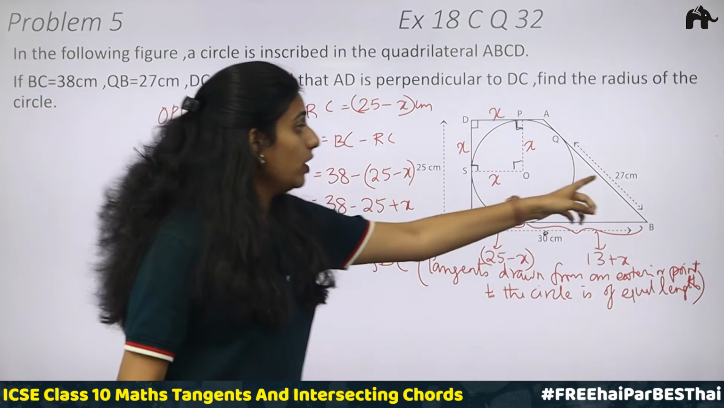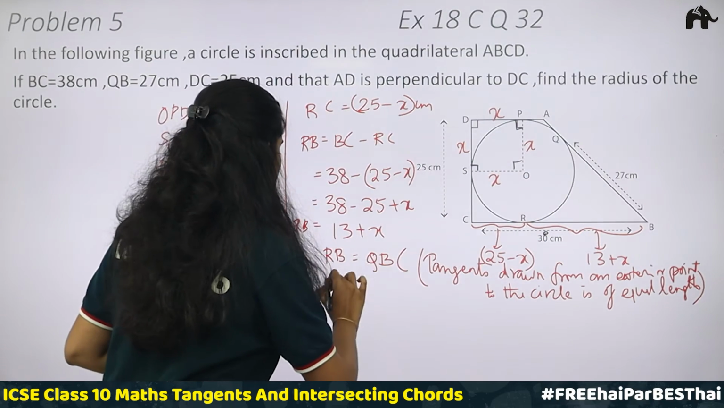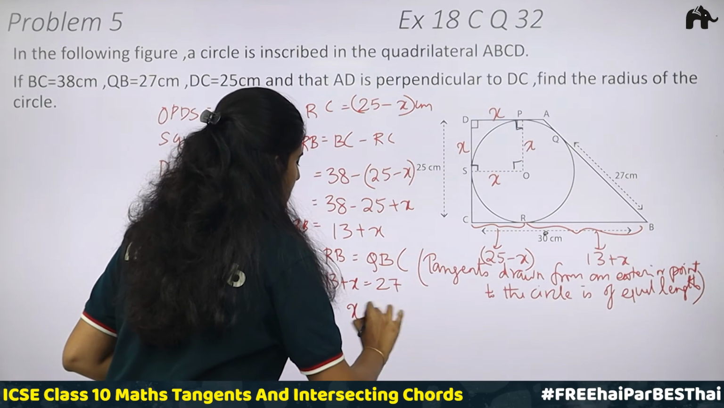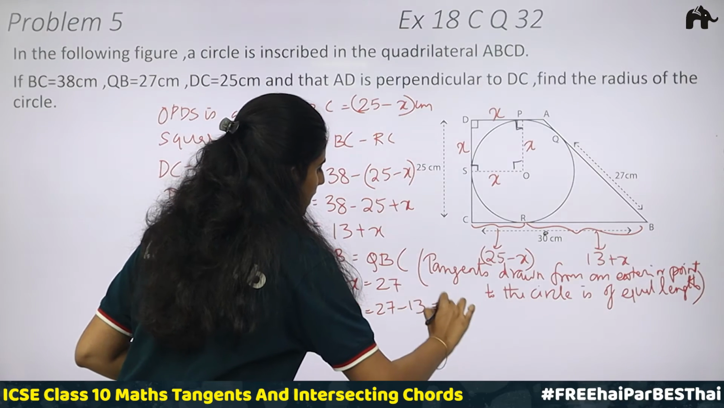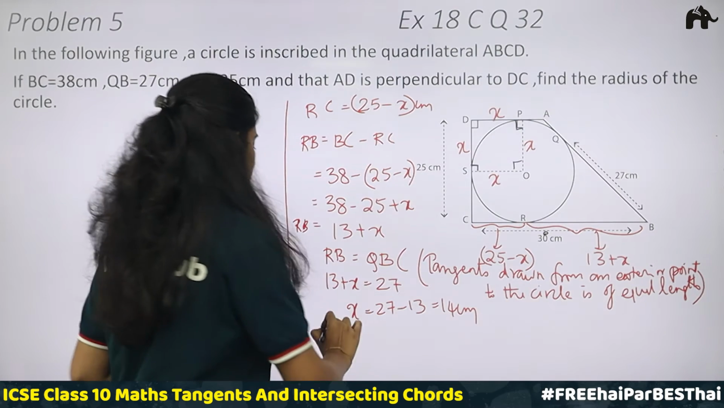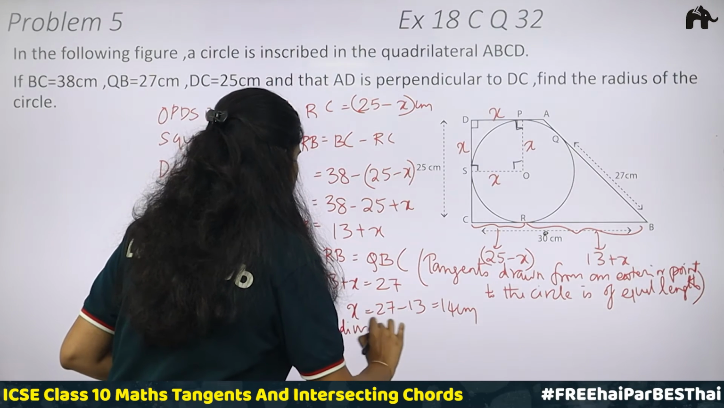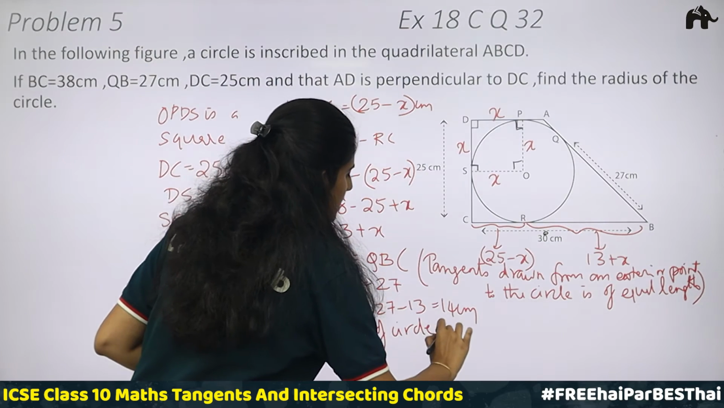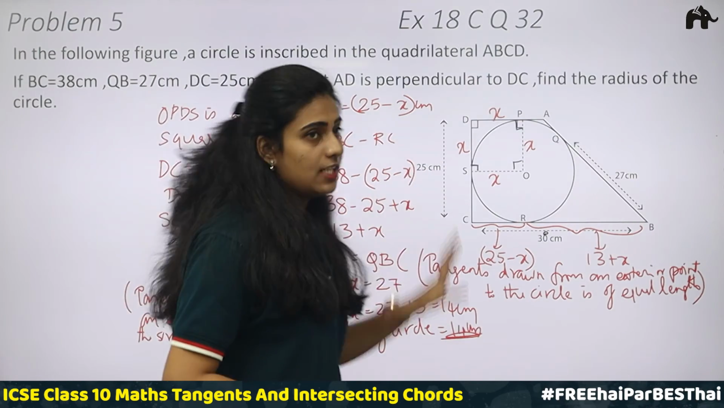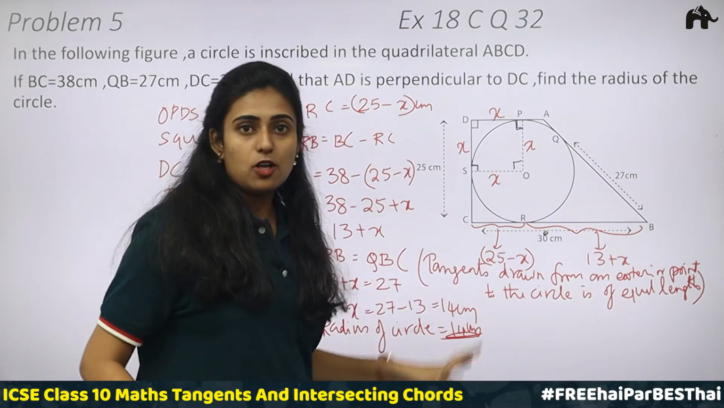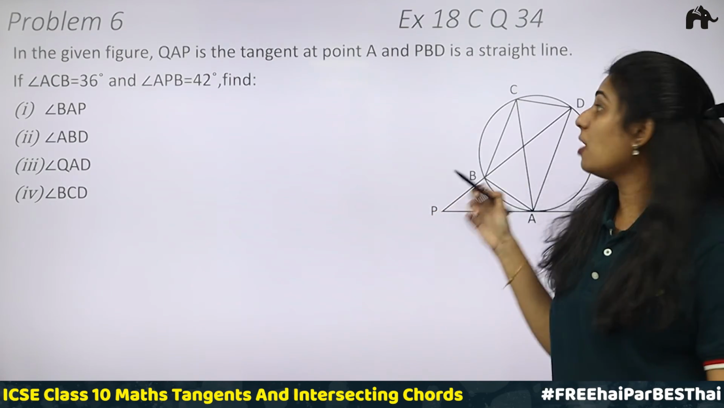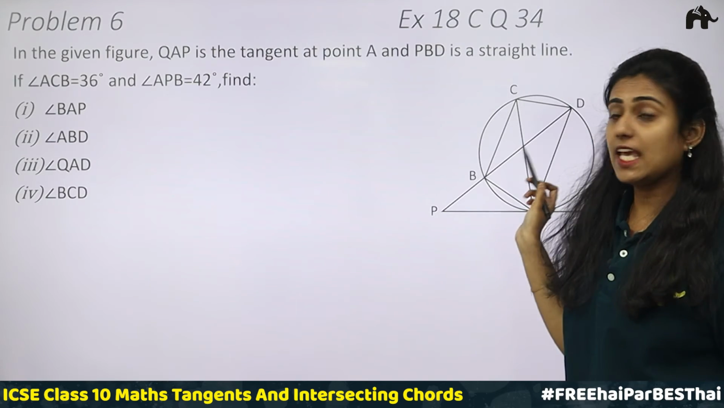QB we know, which is 27 centimeters. RB, 13 plus x, is equal to 27, which means x is equal to 27 minus 13, and that is 14 centimeters. What is x? x is the required radius of the circle. The radius of the circle is equal to 14 centimeters. The only concept that we are using here is that from an exterior point, when tangents are drawn, they will be of equal lengths. Clear?